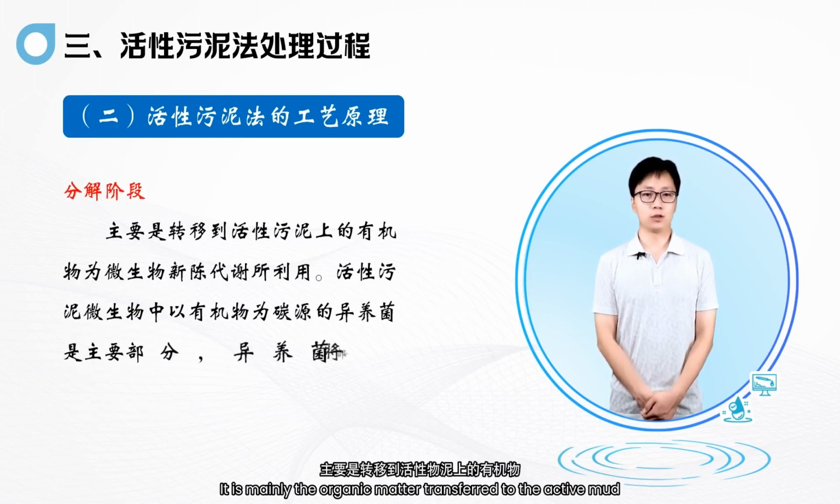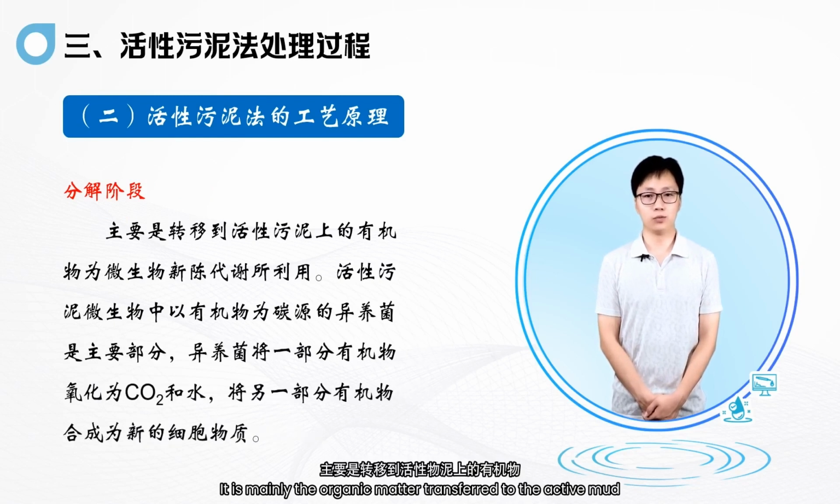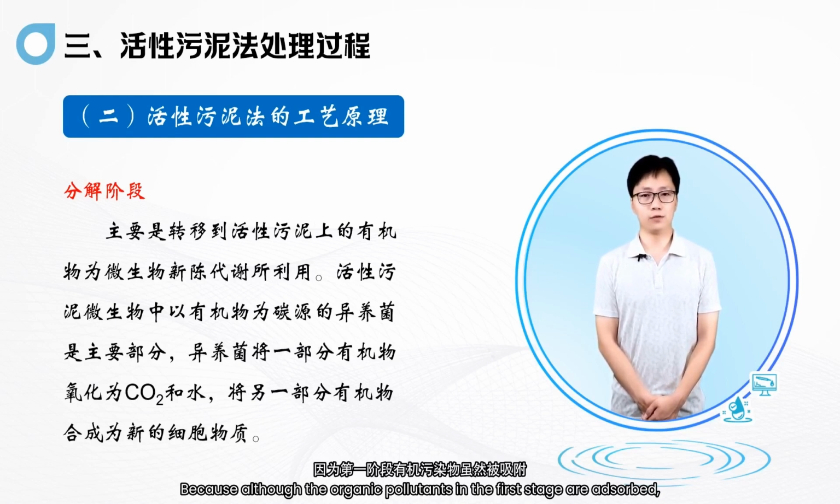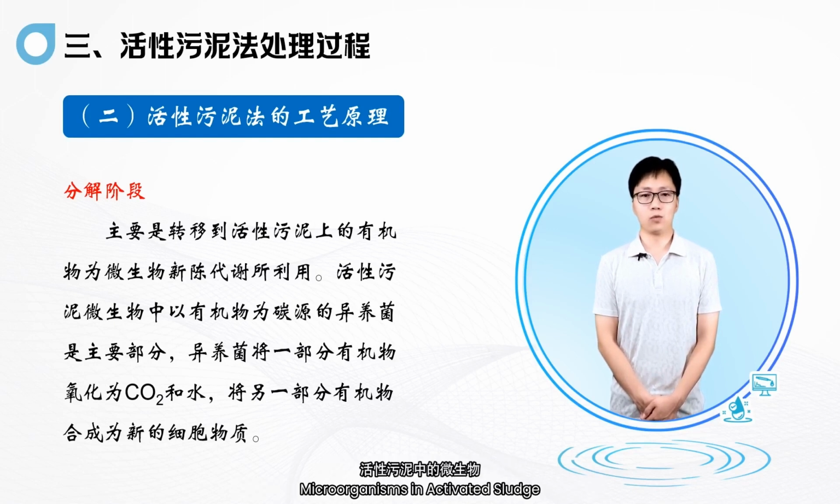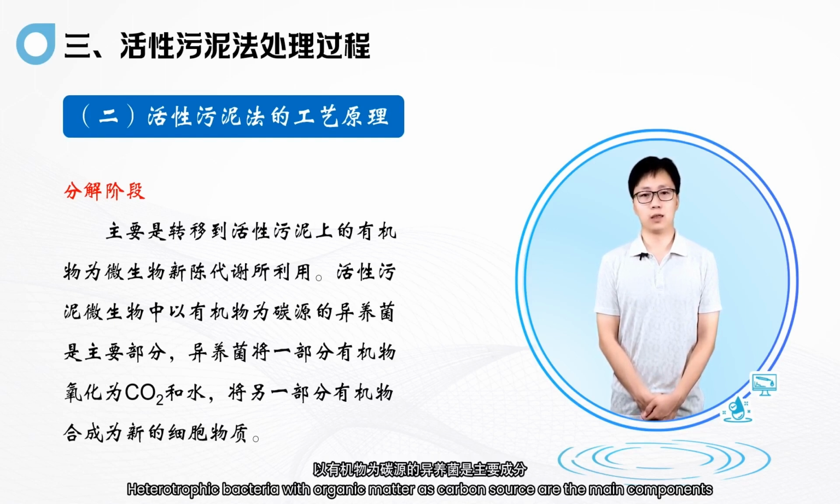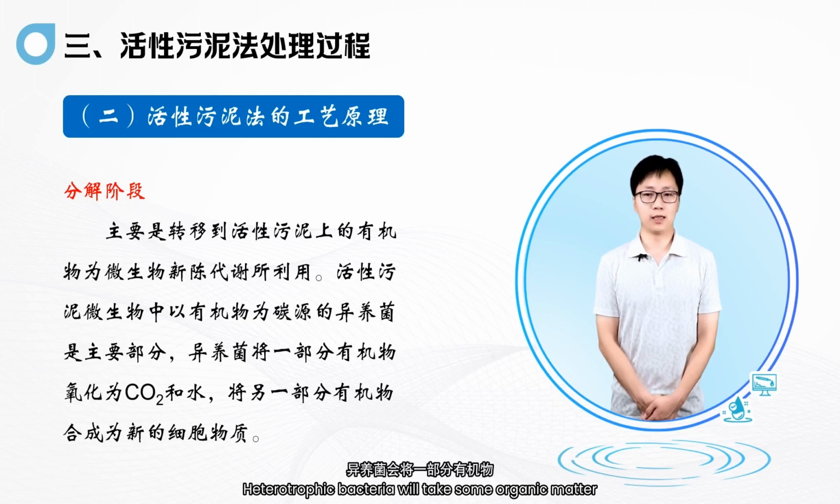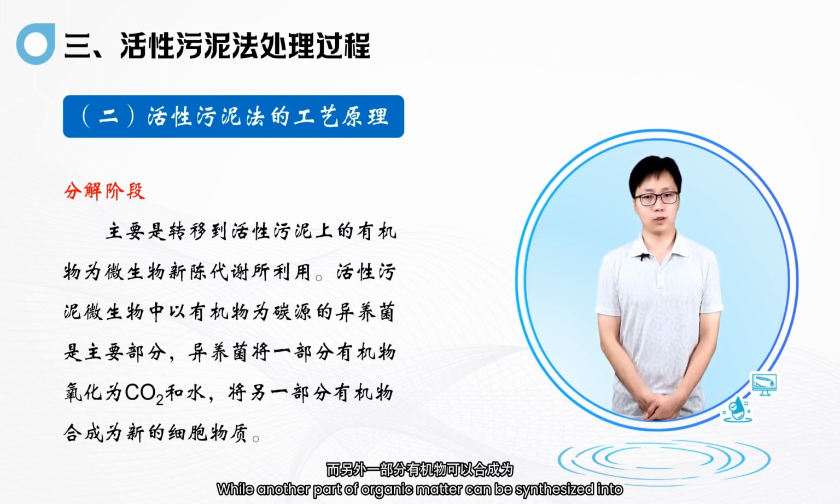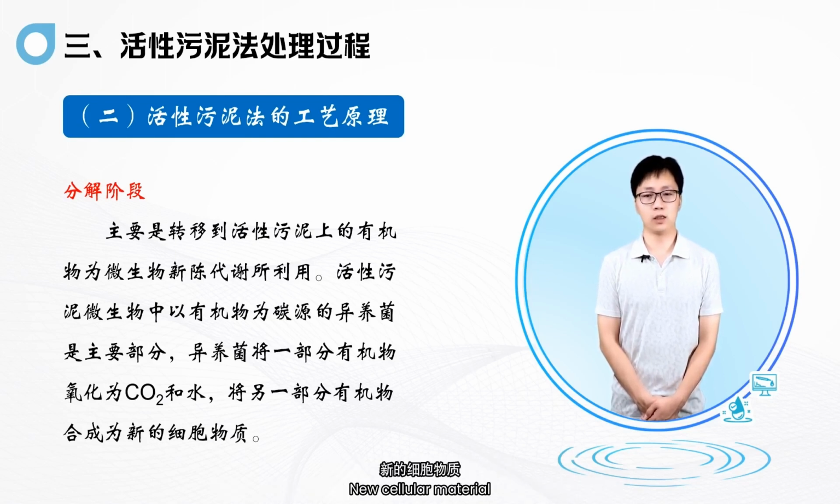It is mainly the organic matter transferred to the activated sludge being used by microbial metabolism. Although the organic pollutants are adsorbed in the first stage, they have not been decomposed or completely removed. Microorganisms in activated sludge, mainly heterotrophic bacteria with organic matter as carbon source, oxidize some organic matter to carbon dioxide and water, while another part of organic matter is synthesized into new cellular material.